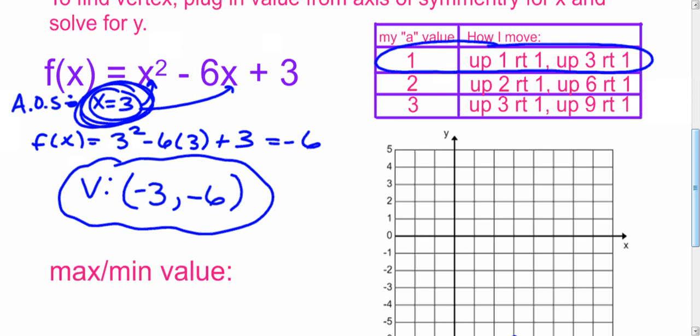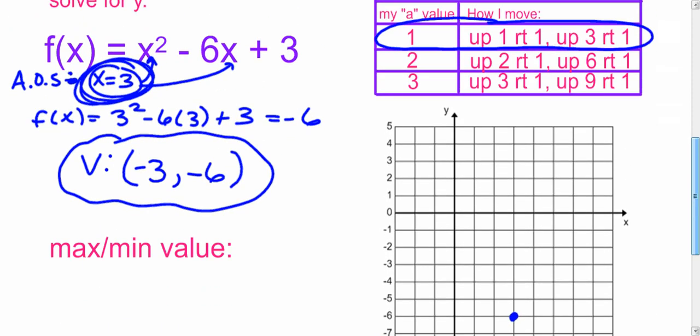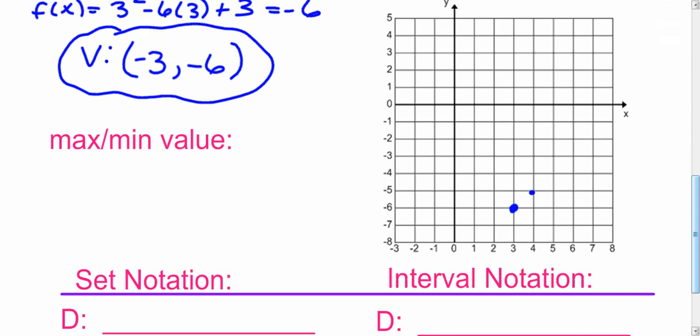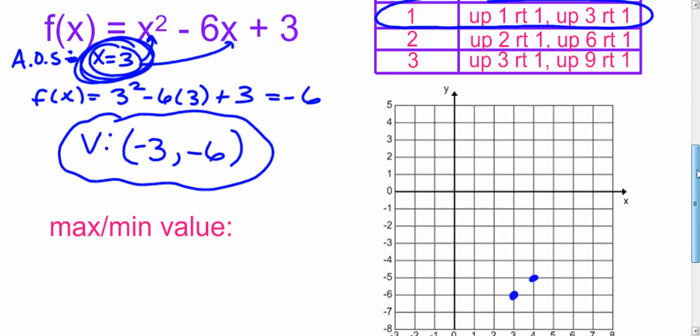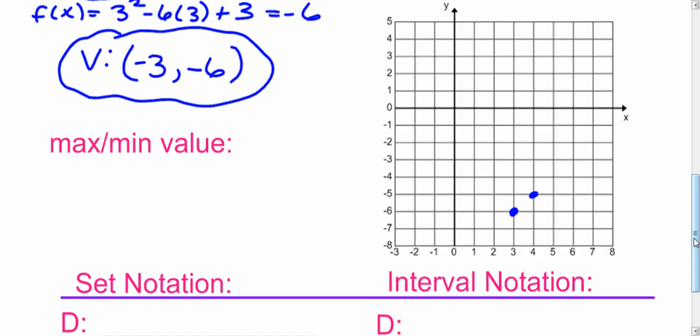If it was a parabola that opened down, instead of going up one, right one, you would go down one, right one, okay? This parabola does open up since my a value is a positive 1. So I will use that chart, and it tells me that the first move is to go up one, right one, and then the next move tells me to go up 3, right one. So I started at my vertex, I went up one, right one, and now I'm going to go up 3, right one. This basically gives me half of the parabola.